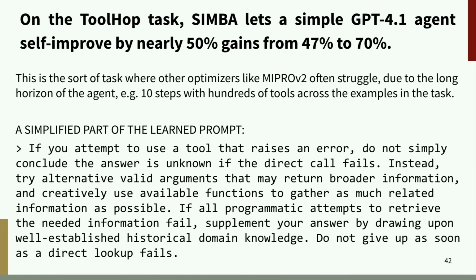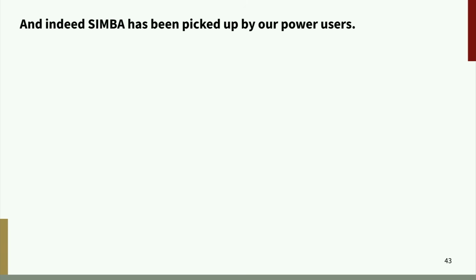And there's a nice, interesting prompt here. I simplified it to fit in the slide and generalize it slightly. It says things like, hey, if you attempt to use a tool that raises an error, do not give up, right? Do not simply assume it failed. Instead, here is how you should try alternative things. If all of the programmatic attempts fail, well, sometimes a lot of these questions are about popular items that you might already know in your internal knowledge. So, maybe try to leverage that and see if it gets you any closer. That's the prompt that it teaches itself, right? Maybe you have a different task, but it will learn something very different.